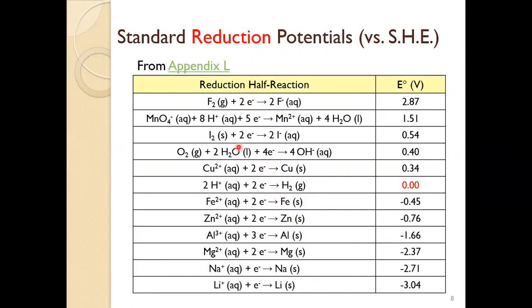So qualitatively, in other words, we can use the activity series just to predict whether or not a particular process will be spontaneous or non-spontaneous. But if we want to calculate cell potentials, we need numbers. We need these reduction potentials of these half reactions. And so that's where we use a table such as this one.